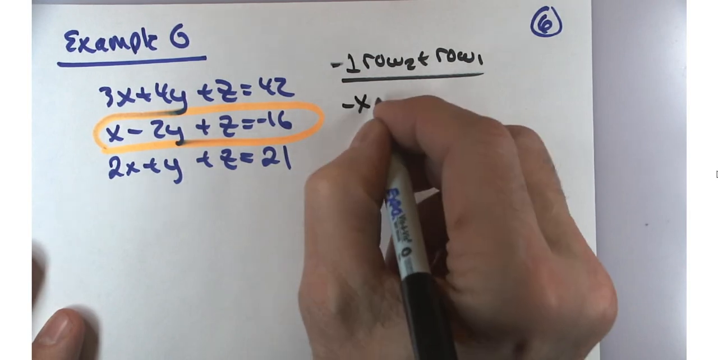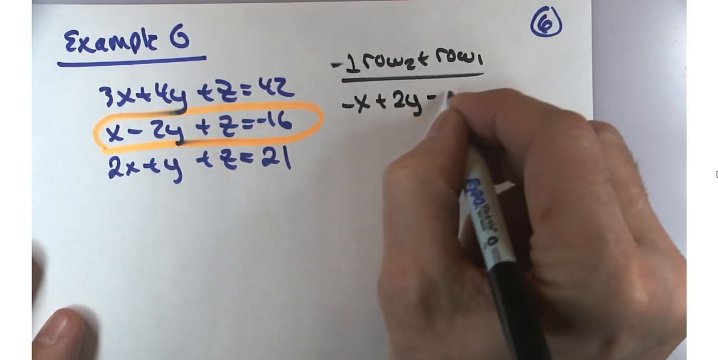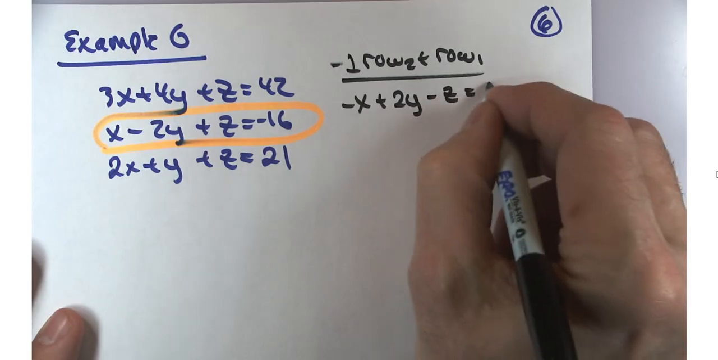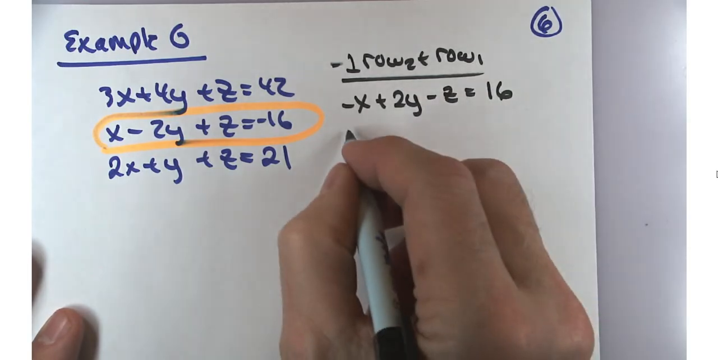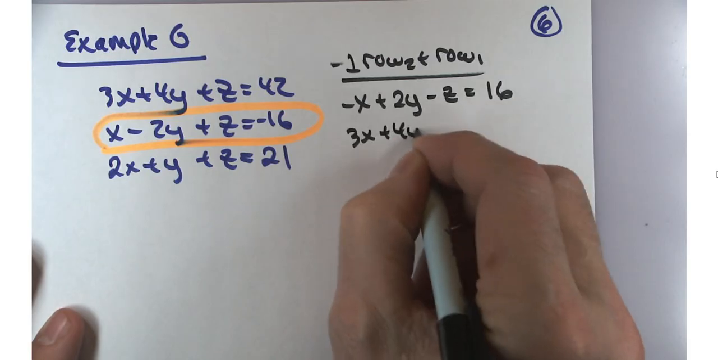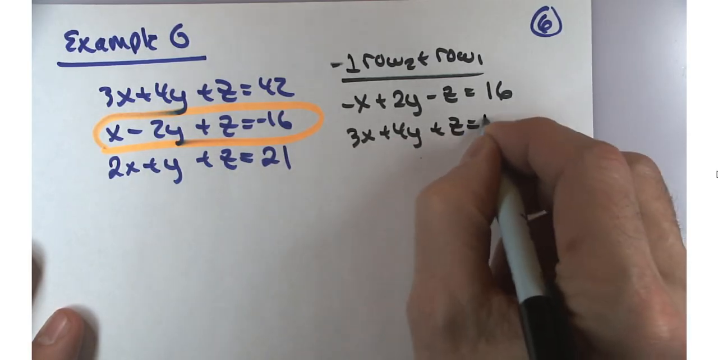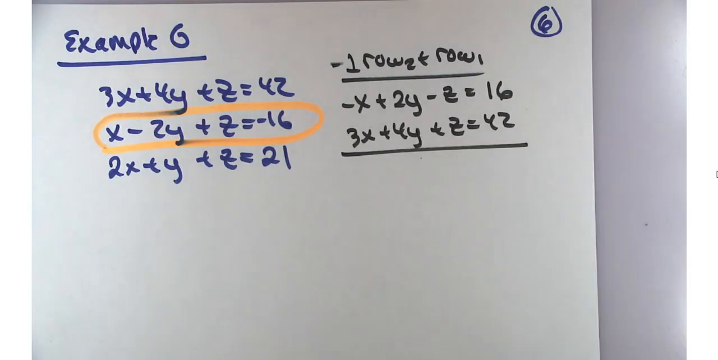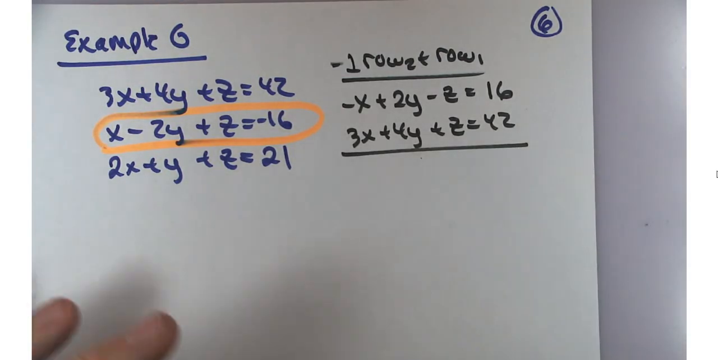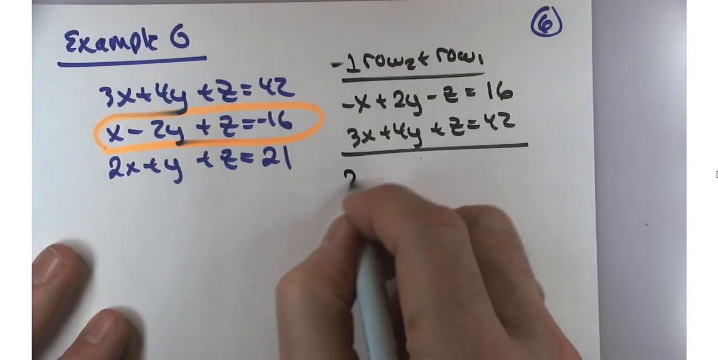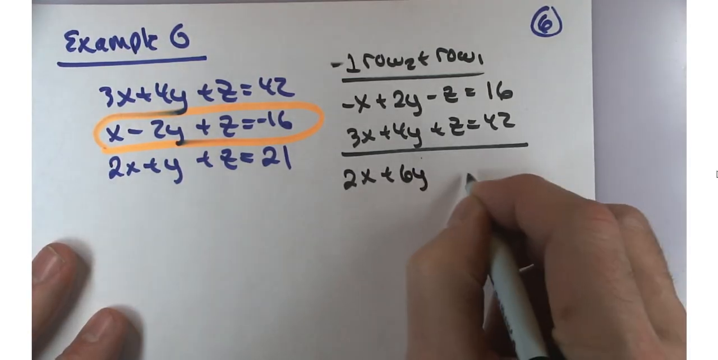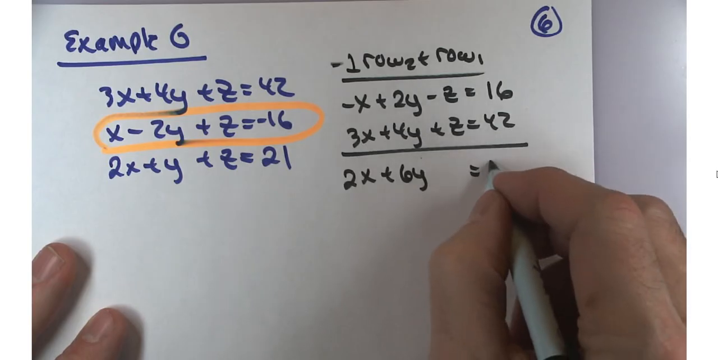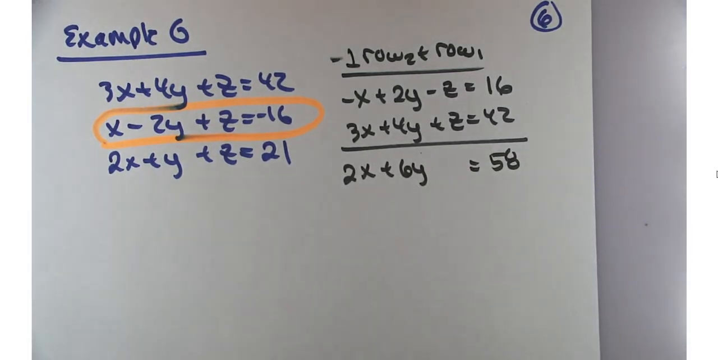Negative z equals positive 16. Perfect. And we're going to add that to 3x plus 4y plus z equals 42. Thanks, Stephanie. And let's see, I'll end up with 2x plus 6y equals 58. And just leave it there. You need to get to the point where you have two equations and two unknowns first.